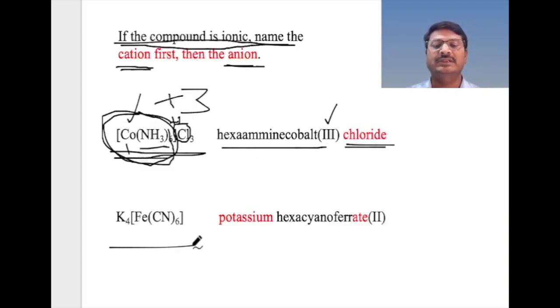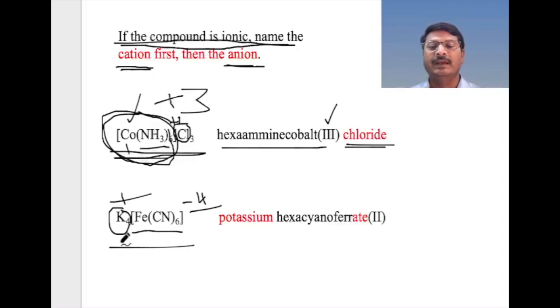Come to the next example, here exactly the reverse one. This is the positive cation, K4, and Fe(CN)6 is the negative one. The Fe(CN)6 has a -4 charge, and the potassium has +1. Total 4 potassiums give +4. So this is the cation and this is the anion.